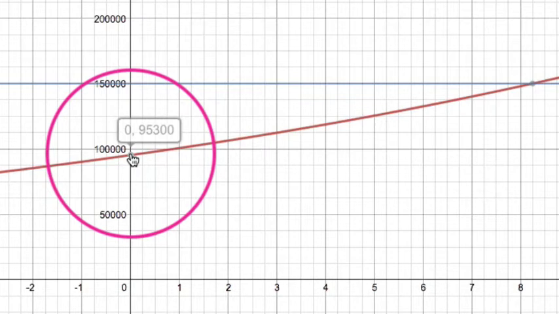So in the next video, we'll take a look at a problem where we're actually given some data and say that it follows an exponential growth model. You have to come up with a model yourself.